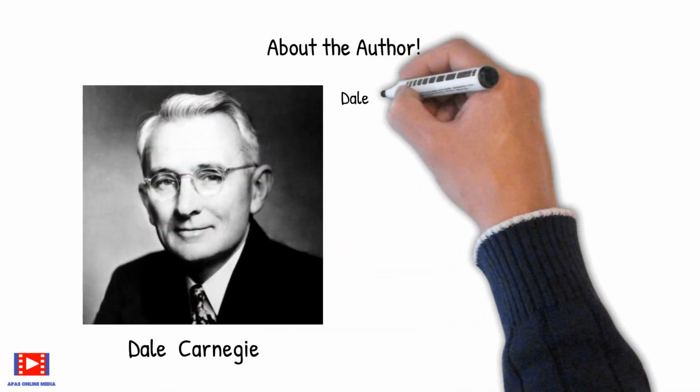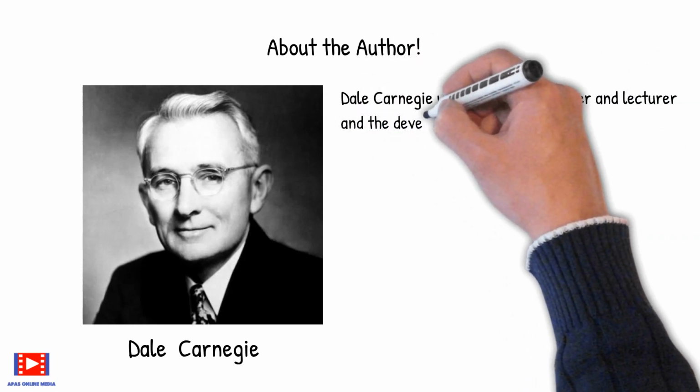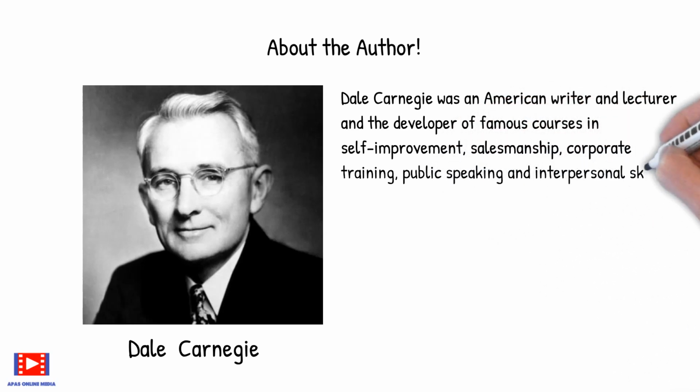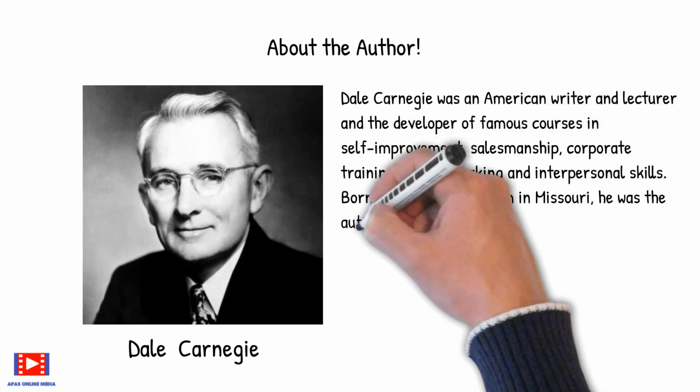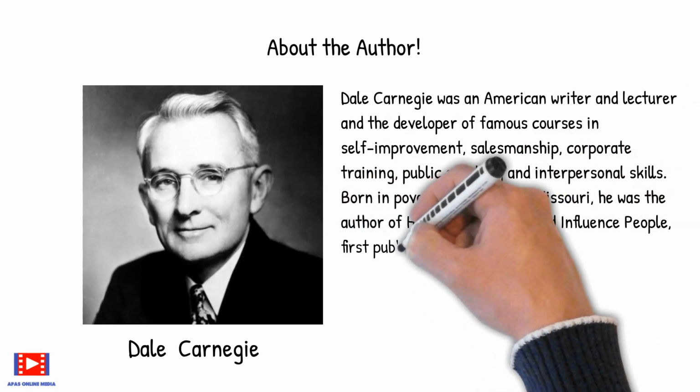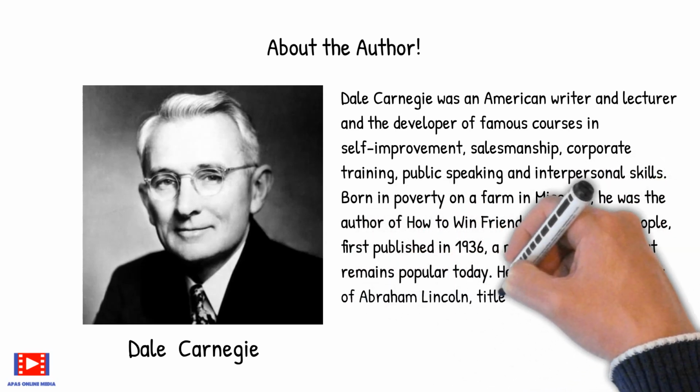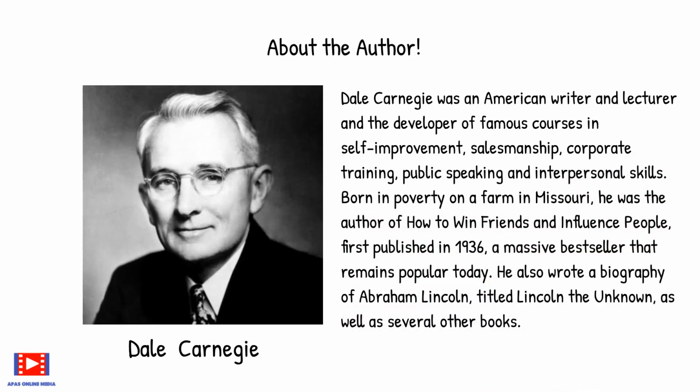Dale Carnegie was an American writer and lecturer, and the developer of famous courses in self-improvement, salesmanship, corporate training, public speaking, and interpersonal skills. Born in poverty on a farm in Missouri, he was the author of How to Win Friends and Influence People, first published in 1936, a massive bestseller and remains popular today. He also wrote a biography of Abraham Lincoln titled Lincoln the Unknown, as well as several other books.